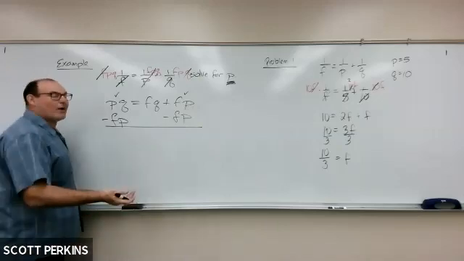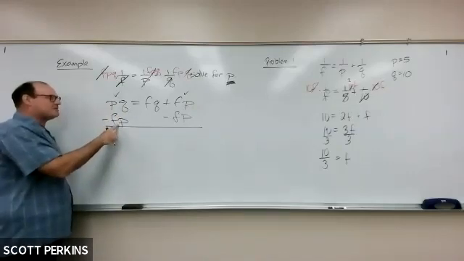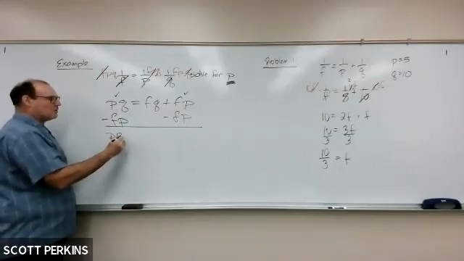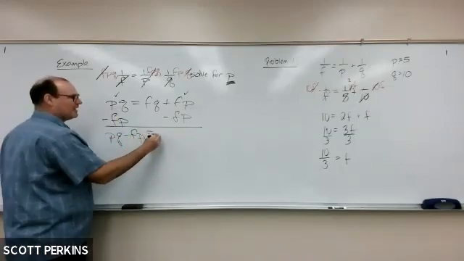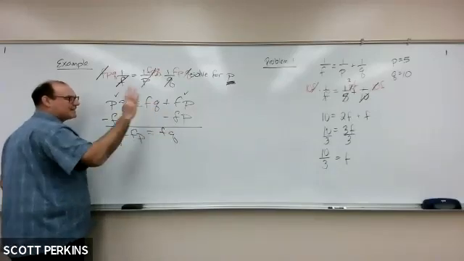Now here's where I said we don't have like terms. I can't smush these together. I've got P times Q minus F times P. These look nothing alike, so I have to keep them separate. So I have PQ minus F times P. On the other side, I should not have anything with a P in it, and I don't. F times Q, that's it.